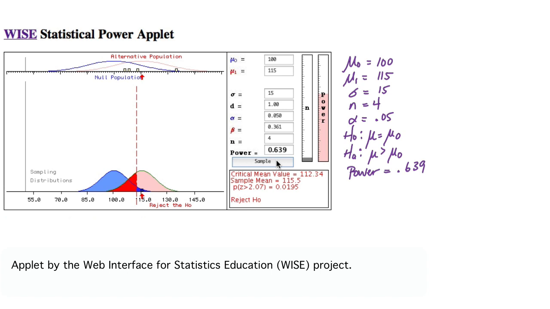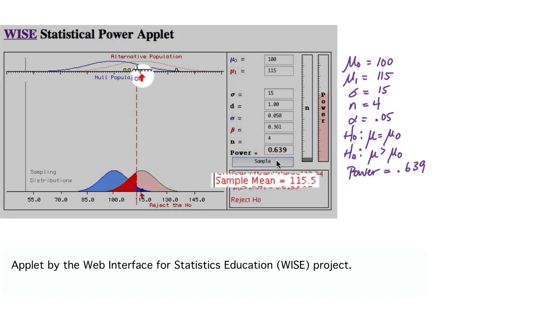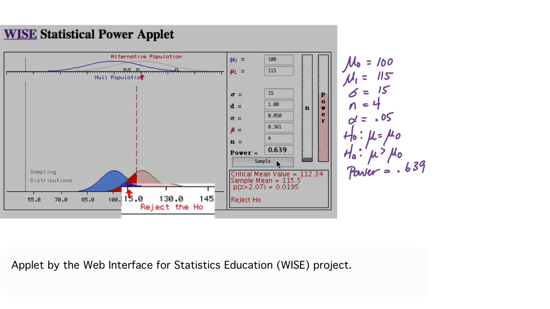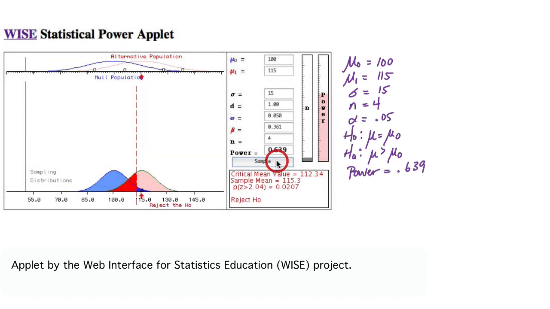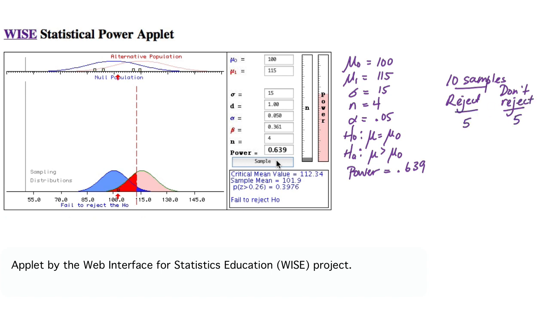We can see the randomly chosen sample here, and the resulting mean here, and we can see that we've correctly rejected the null hypothesis. Let's do this 9 more times. We've correctly rejected the null hypothesis 5 of the 10 times, and failed to reject it incorrectly the other 5 of the 10 times. We expected to reject the null hypothesis 63.9% of the time, since that was our power. We got 50%, which is reasonably close to 63.9% for a sample of only size 10.